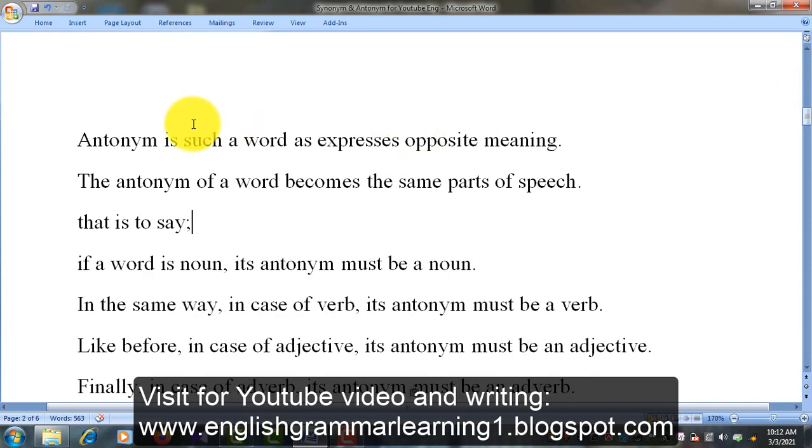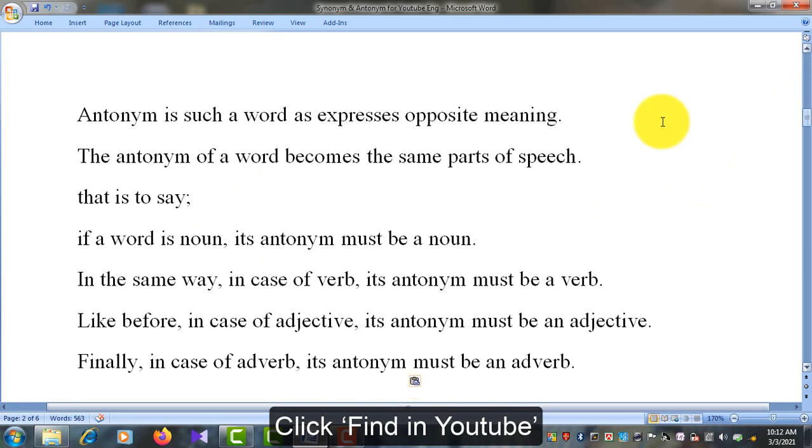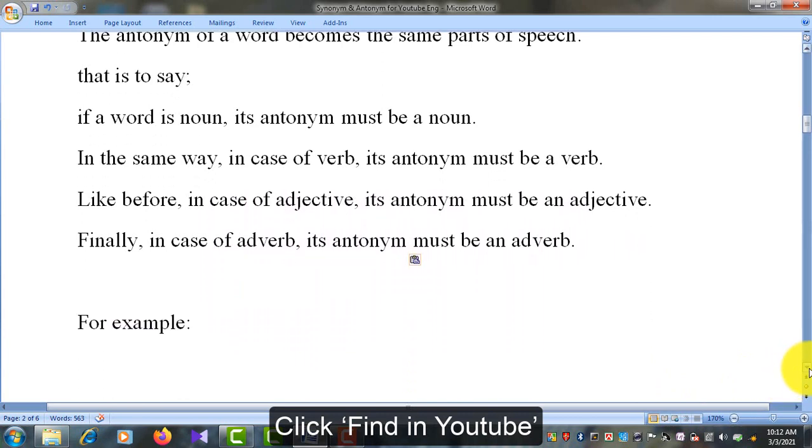On the other hand, antonym is such a word as expresses opposite meaning. The antonym of a word becomes the same part of speech. That is to say, if a word is a noun, its antonym must be a noun. In the same way, in case of verb, its antonym must be a verb. Like before, in case of adjective, its antonym must be an adjective. In case of adverb, its antonym must be an adverb.